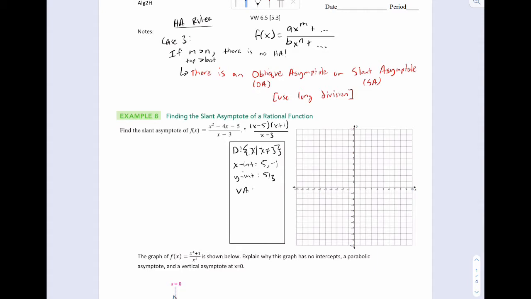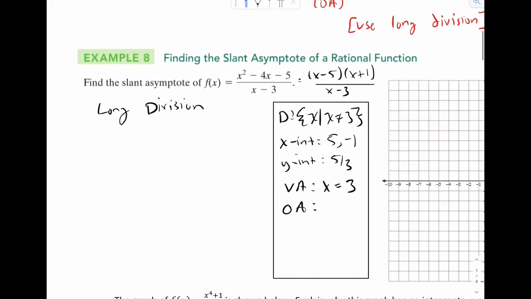We have a vertical asymptote at x equals positive 3. And for HA, we would write none, but instead we're going to write OA for oblique asymptote. And again, the way we do that is we're going to use long division. So we did this a while ago, so we got to quickly review this.